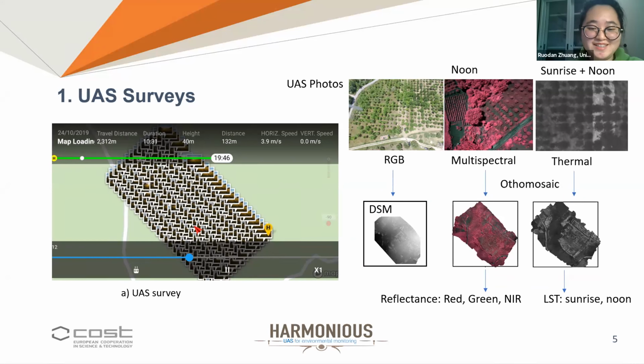Sorry. At midday and two thermal data sets, one conducted before sunrise and one in the afternoon to obtain the most significant temperature difference. The RGB data were acquired along with the others. After processing using the structure from motion photogrammetric technique and calibration, we generated a digital surface model, 3 reflectance maps of red, green, and near-infrared bands, and also 2 land surface temperature maps.